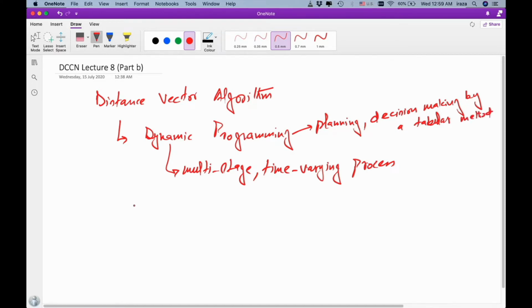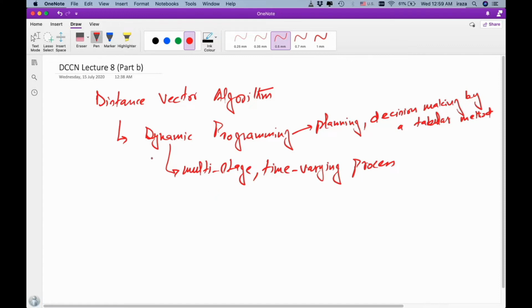Right. So this distance vector routing algorithm is basically based on dynamic programming, and the word dynamic means there is a multi-stage or time-varying process, and programming we are familiar with means we are planning, we are solving, we are making a decision by solving something there by using a tabular method.